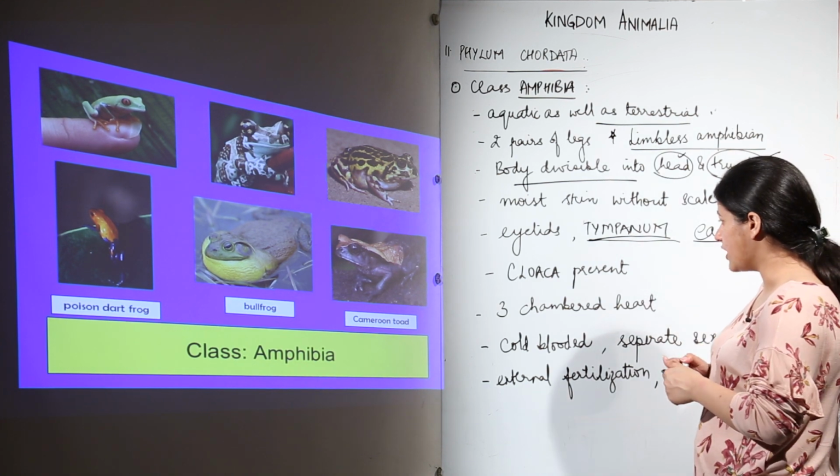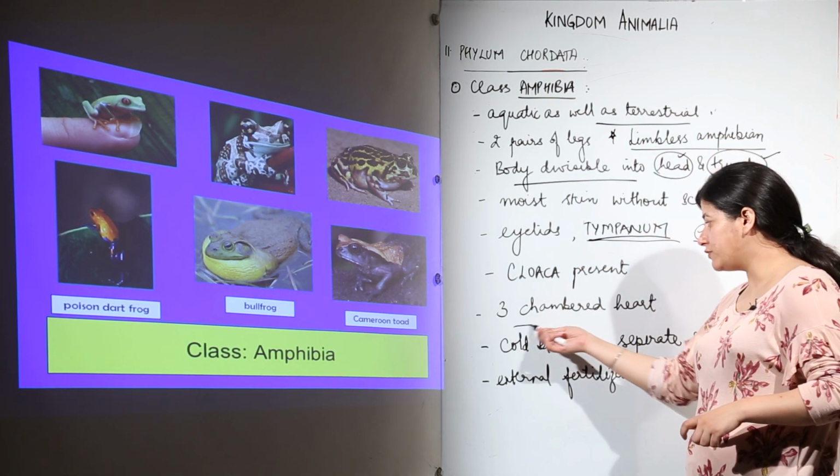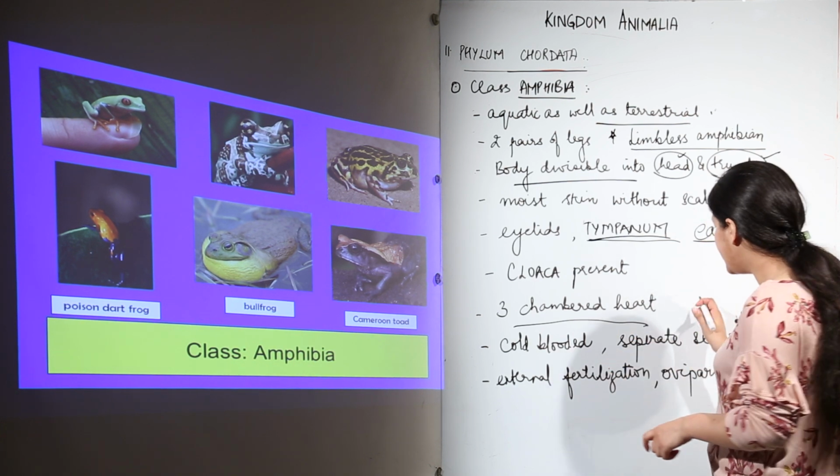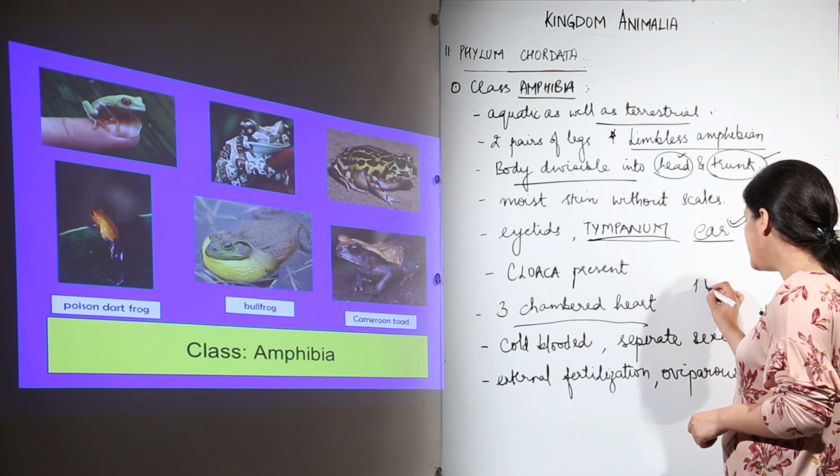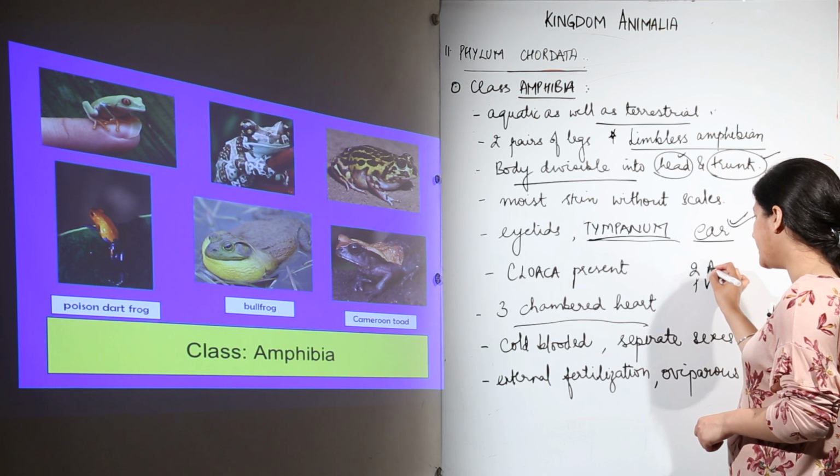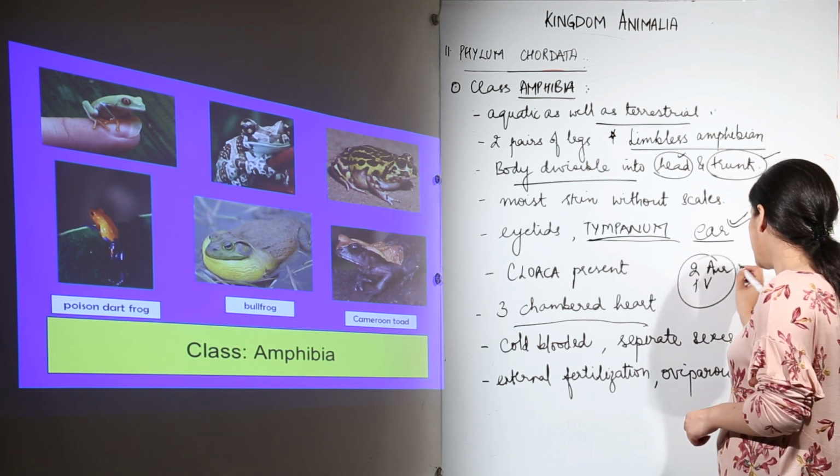Moving further, let us talk about another thing, that the heart would be three-chambered. The heart is three-chambered with one ventricle and two auricles. Let me mention it.